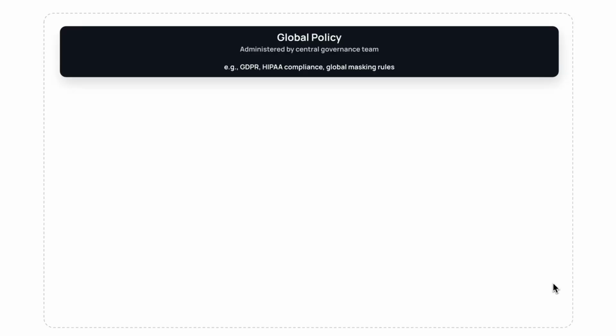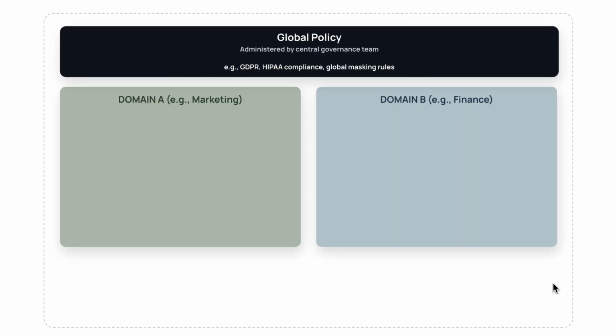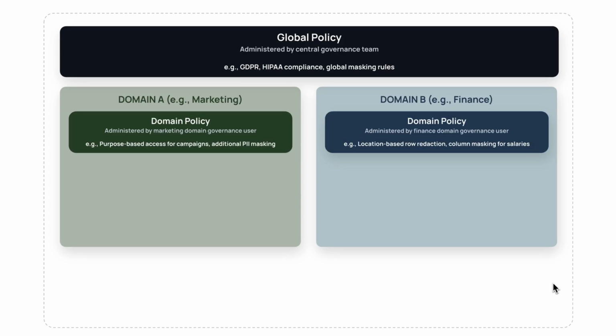At the top, we have global policies, central rules like GDPR compliance, HIPAA protections, or standard masking logic. These apply across all of your data sources and are owned by your central governance team. Next, we have domain policies. These are scoped to business functions like marketing, HR, or finance, and managed by domain stewards who understand the context of their data. They can tailor access rules to their own space without impacting other domains.